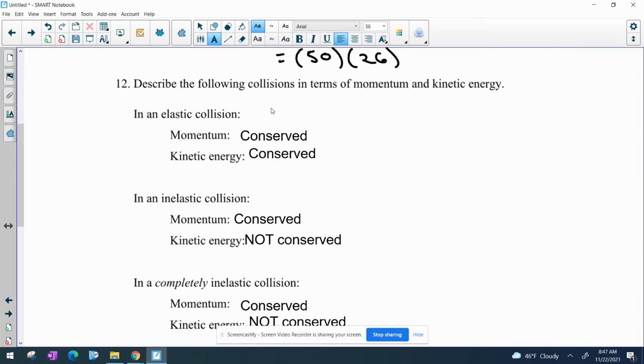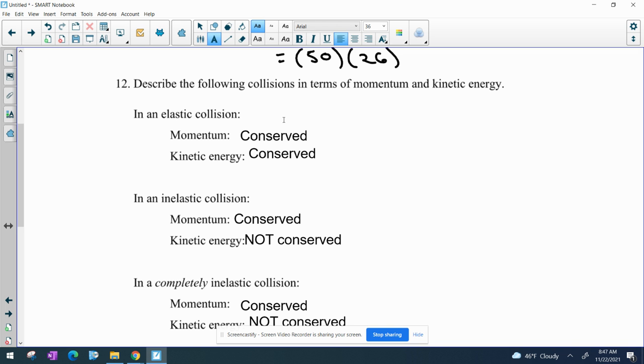All right, so question 12 was all about conservation of momentum and conservation of kinetic energy, not energy in general, in elastic versus inelastic collisions. So elastic collisions you can think of as the bouncy collisions. So if you have a billiard ball bouncing off a billiard ball, usually they bounce off with the same velocity that they had before.